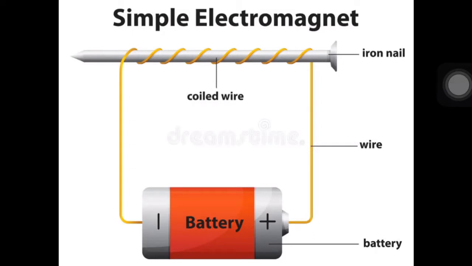This electromagnet has many applications in our day-to-day life. We can make electromagnets of different strength and size using appropriate metal core and conducting wire.